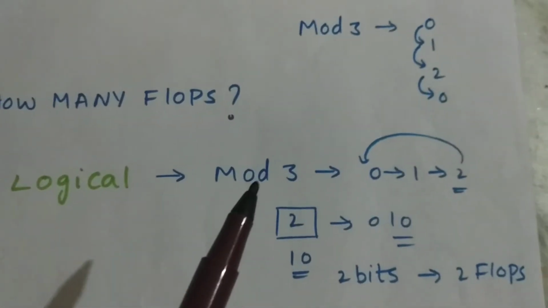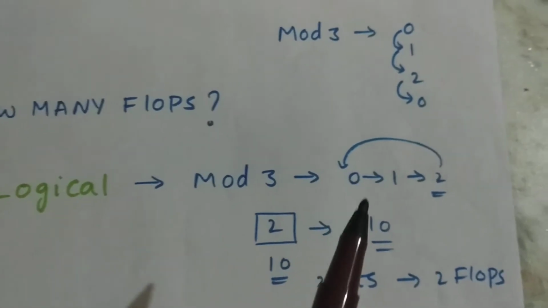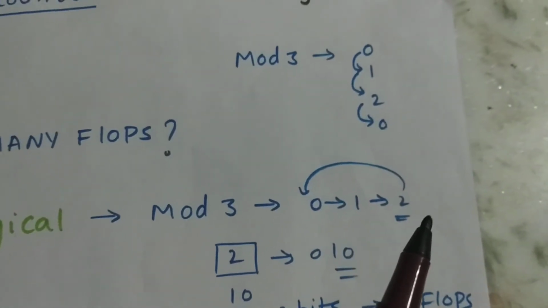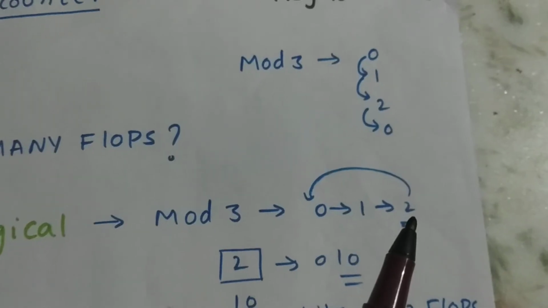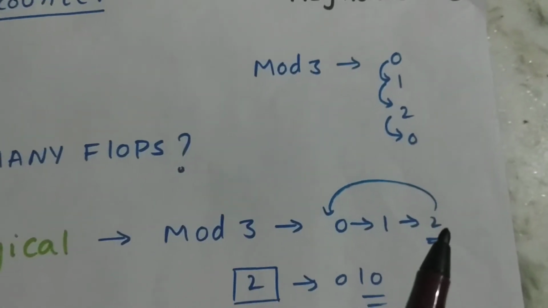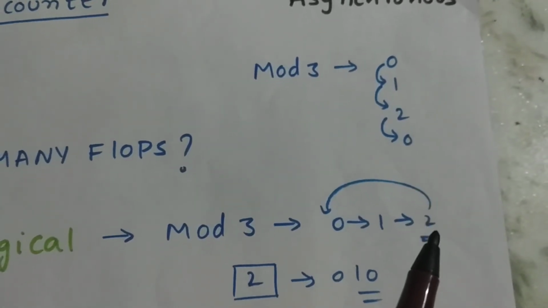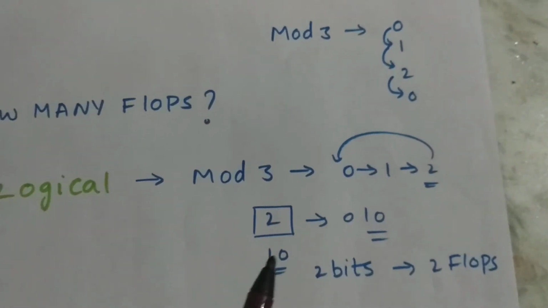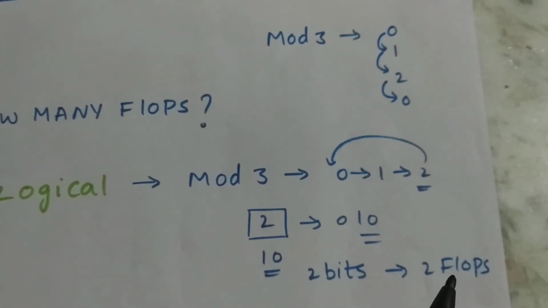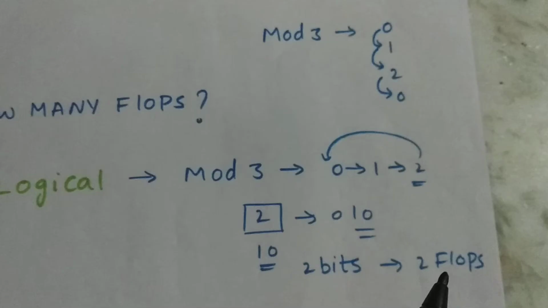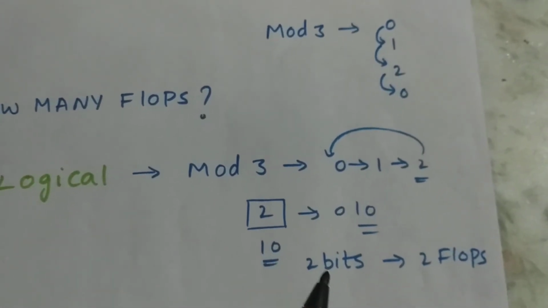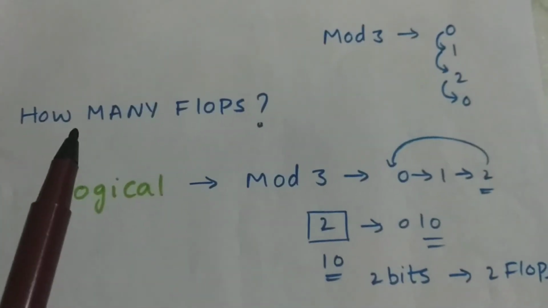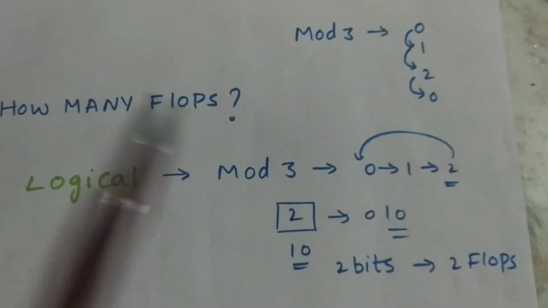So let us consider a mod 3 counter. It will be 0, 1 and 2. The highest number, 2, can be represented in how many bits? Minimum number of bits: 2 bits. One flop is required for 1 bit, so that will be 2 flops. Two flops for a mod 3 counter.